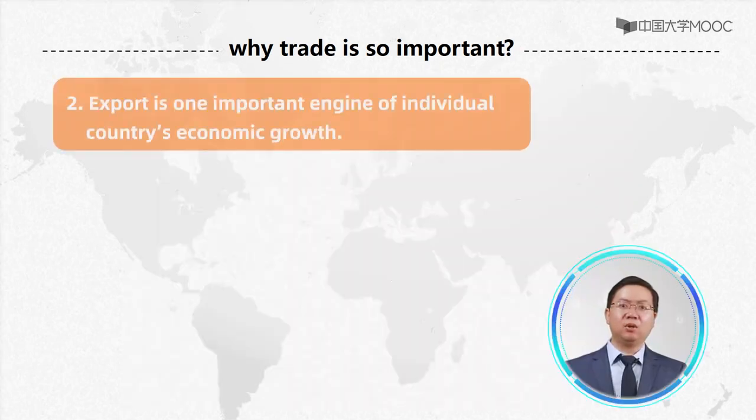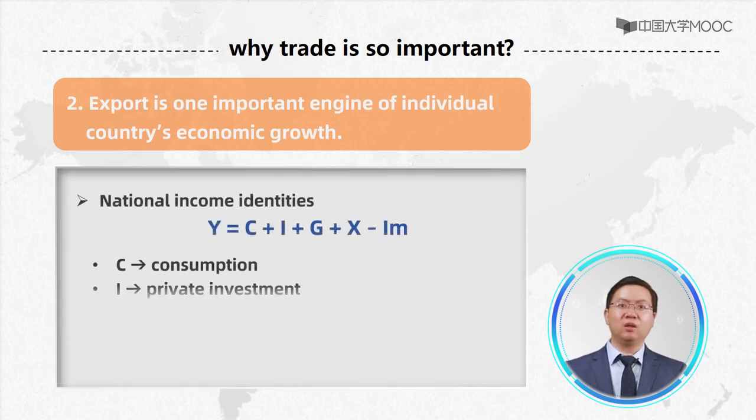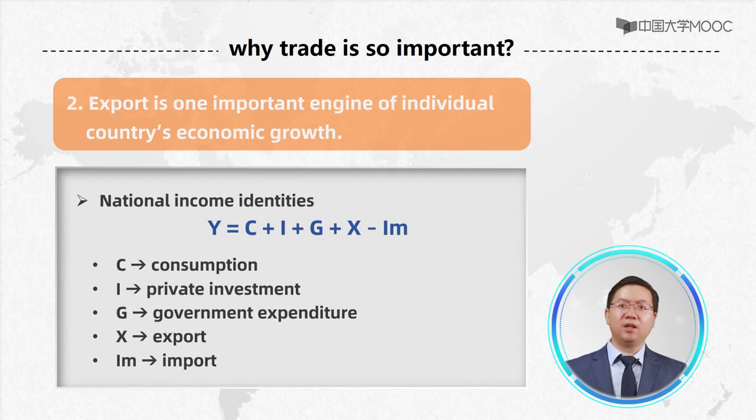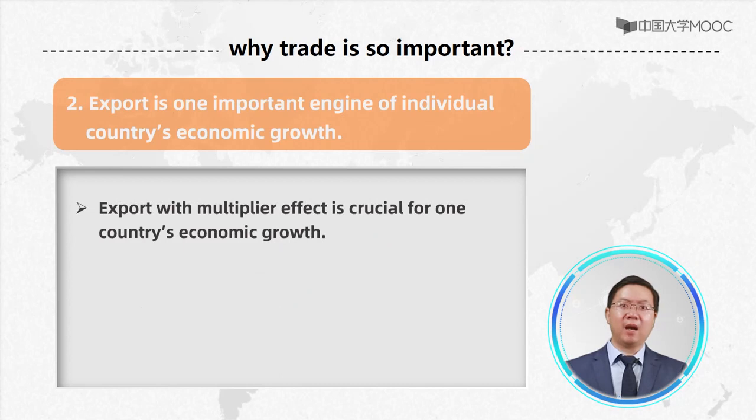Secondly, export is one important engine of an individual country's economic growth. As we all know, one country's national income equals domestic consumption plus private investment plus government expenditure plus net export. So, based on this, export with multiplier effect is crucial for one country's economic growth. Export, consumption, and investment are usually viewed as the 3 engines of economic growth.